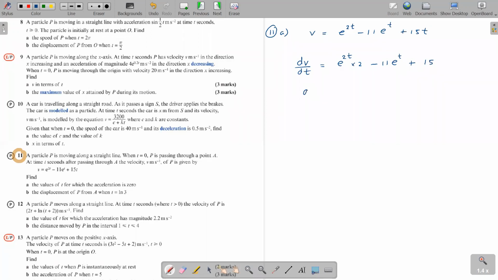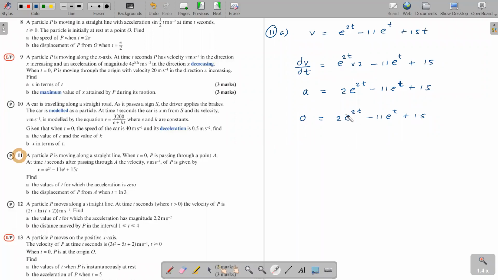So dv by dt is a. Acceleration equals 2 e to the power 2t minus 11 e to the power t plus 15. Do you agree with me? So then they ask you to find what? Find the values of t for which acceleration is 0. So let's use acceleration as 0. I get 2 e to the power 2t minus 11 e to the power t plus 15. Okay, how do you go about solving this equation? Because they ask you to find the t values, which means you have to solve this equation and get the t values. How do I solve this equation?